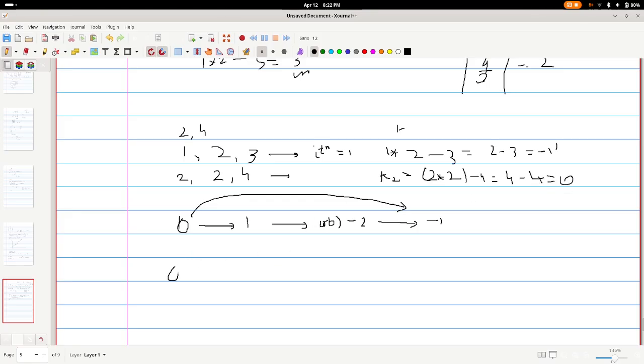Let me try to run this. It's 0. We can go to 2, because this is a free jump. I can go to 2. Then there will be a rollback. After the rollback, I will be at minus 2, and then I will reach 0 again. So we are always stuck in this loop.